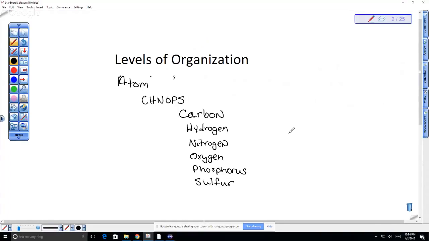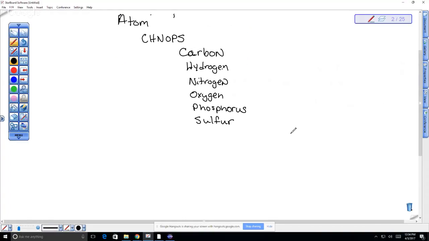In biology, it differs from chemistry. Anytime you have two or more atoms together, we call it a molecule. In chemistry, they call them compounds, but in biology we just use the word molecule. So this is the next level. We have atoms, we have molecules. And so we could have this molecule, which again chemists would call a compound.